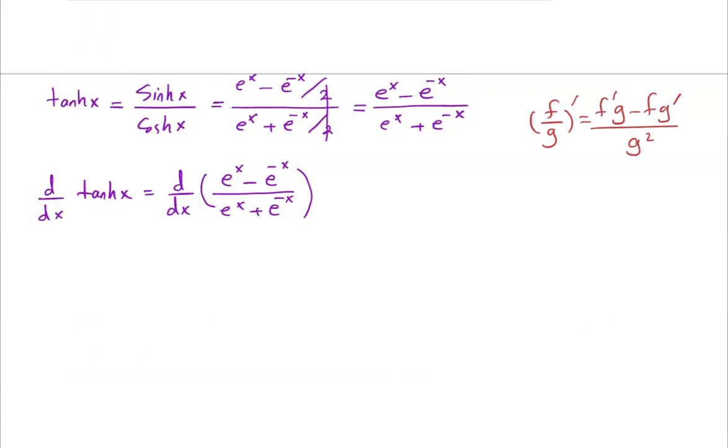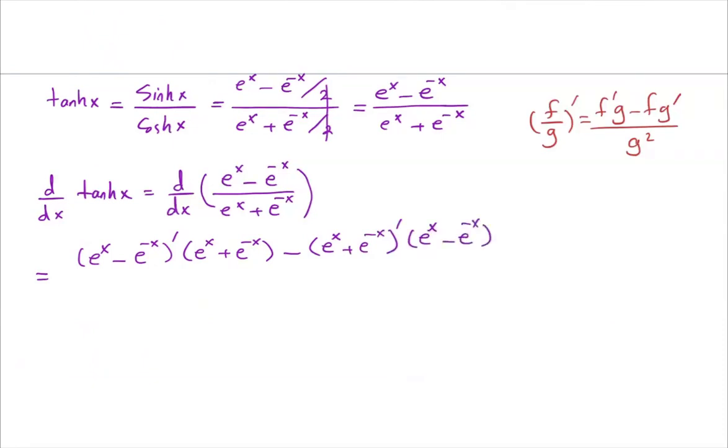So this derivative can be written as the derivative of the numerator e to the x minus e to the power minus x derivative times the denominator, which is e to the x plus e to the power minus x minus the derivative of the denominator, which is e to the x plus e to the power minus x derivative times the numerator, which is e to the x minus e to the power negative x. The order is not important. When you simplify the whole thing, it becomes the exact same result. So let me move this a little bit down here. Okay.